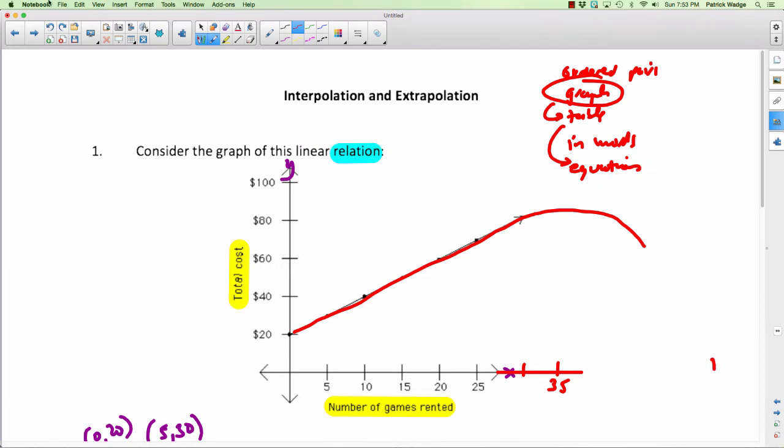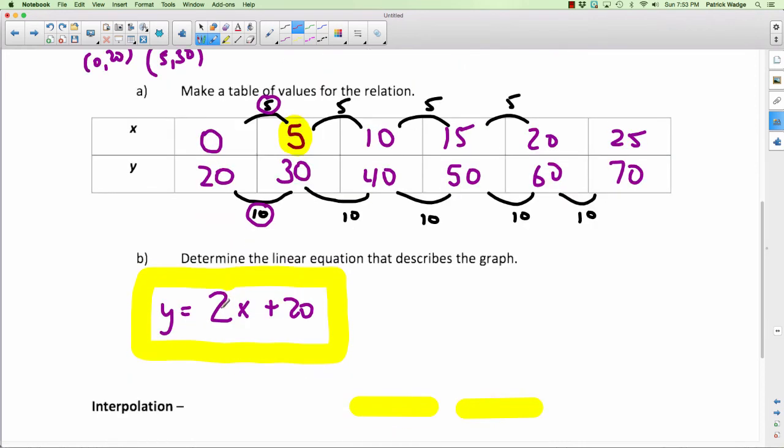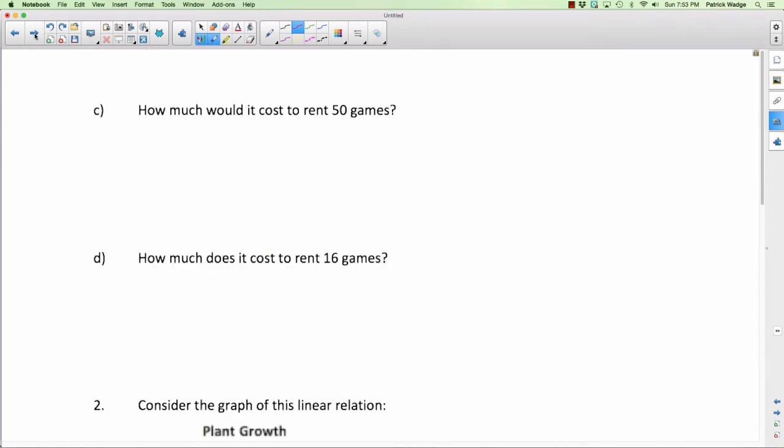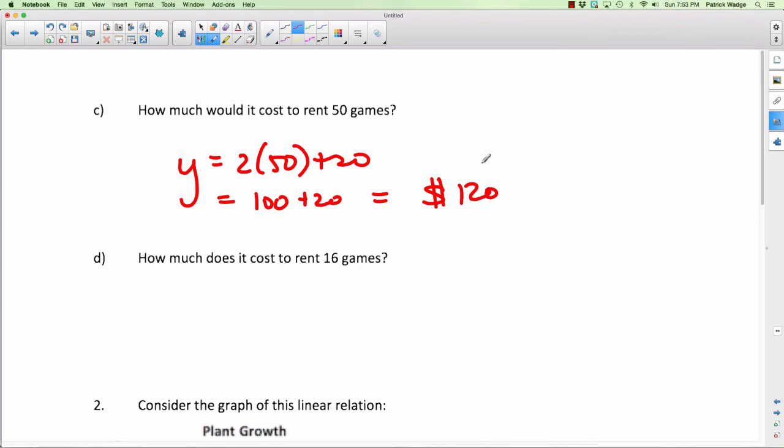So instead of doing that, why don't we use our equation right here? We want to know how much it's going to be for 50 games, so I'm going to put 50 into the x. So I'm going to have y equals 2 times 50 plus 20. Let me write that down. Y equals 2 times 50 plus 20. Well, 2 times 50 is 100 plus the extra 20. It's going to cost $120 to rent 50 games. Holy smokes. But who's renting 50 games? That seems a bit unrealistic.